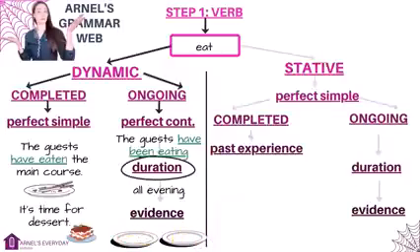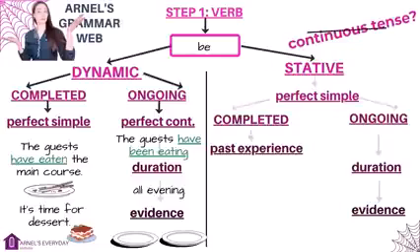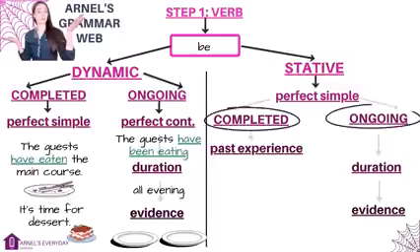And duration isn't always necessary. Sometimes in a situation, the duration is obvious. Let's try another verb, be. Be is a stative verb. Can stative verbs be used in a continuous tense? No. So this makes life easy. With stative verbs, continuous tenses are not an option. But you still need to choose between a completed and ongoing action. Okay, do I want it to be completed or ongoing?